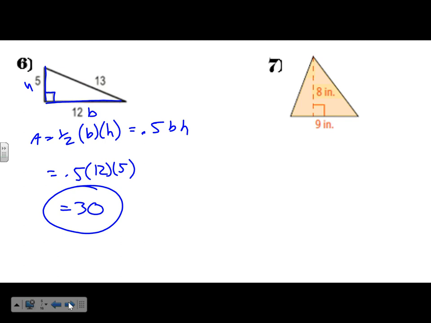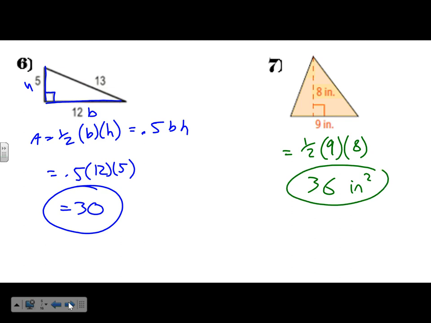And this one, 1/2, the base is 9. The height is 8. So again, 0.5 times 8 times 9 is 36. And that's inches, so again, technically inches squared. I'm not going to be that nitpicky with that.